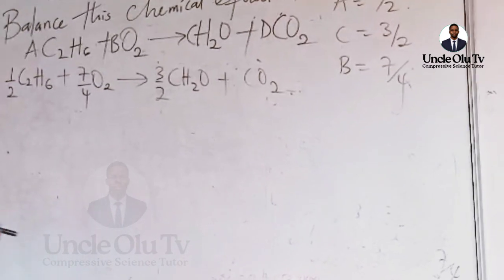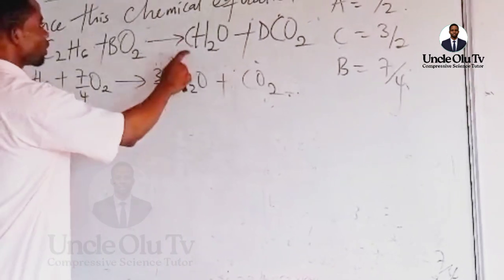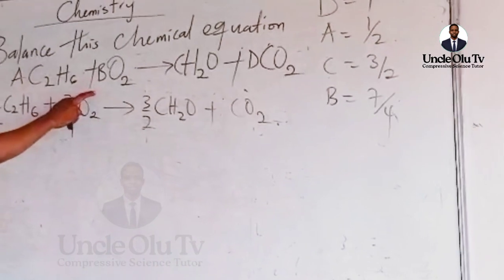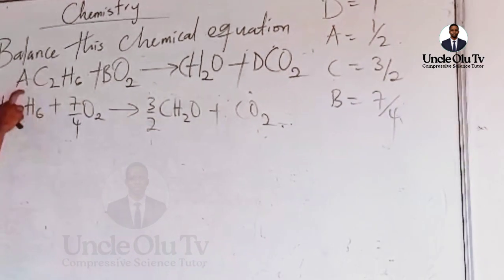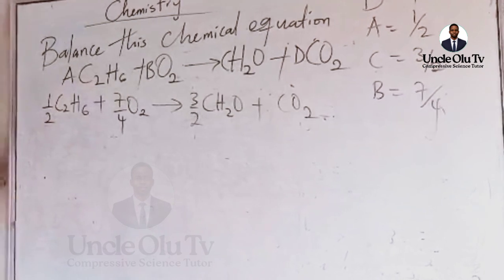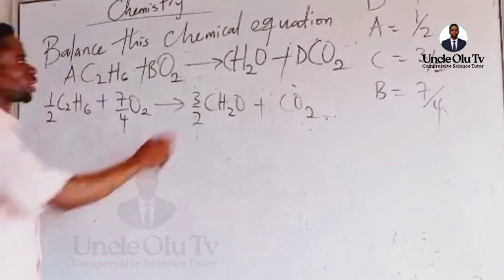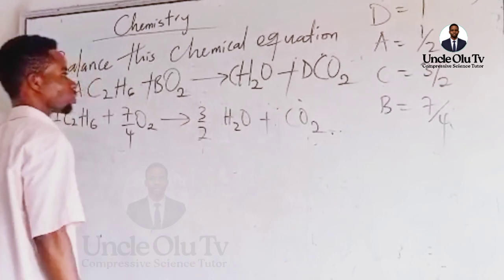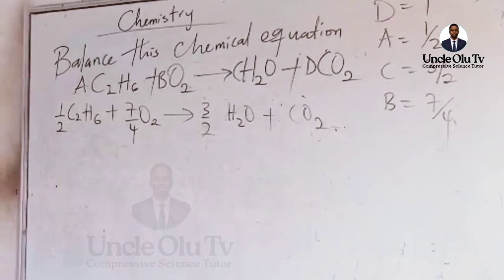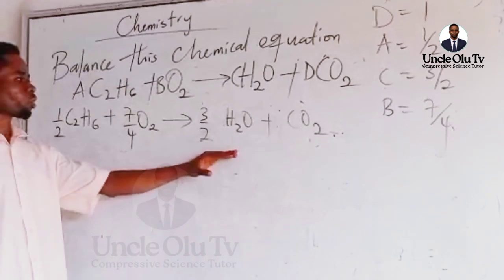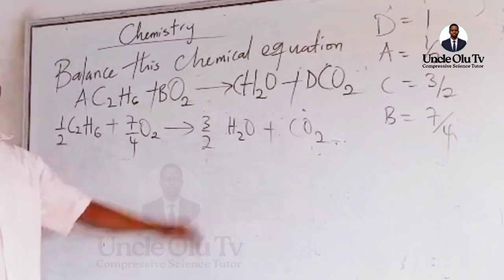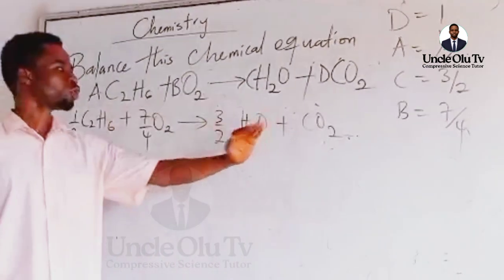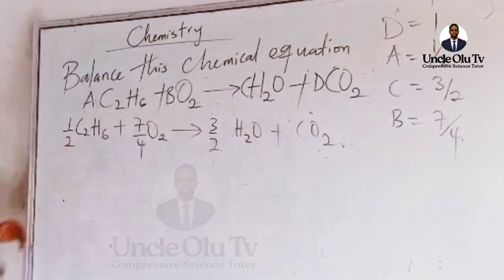So our C is 3 all over 2, and our B is 7 all over 4. Our A is 1 over 2. Now what we do is that we want to avoid all the denominators here. So by using the LCM, which is 4, I'll use that 4 to multiply through so as to eradicate the denominators.